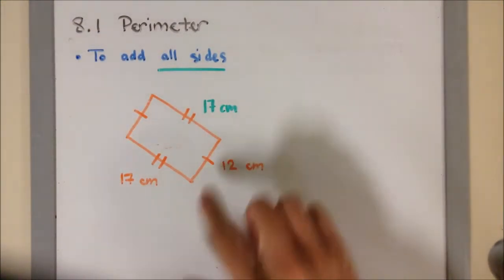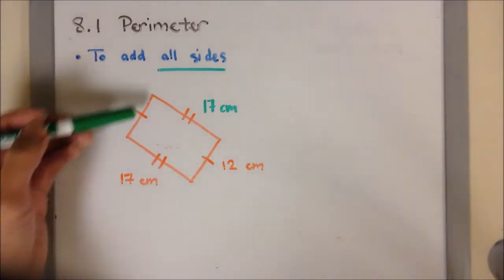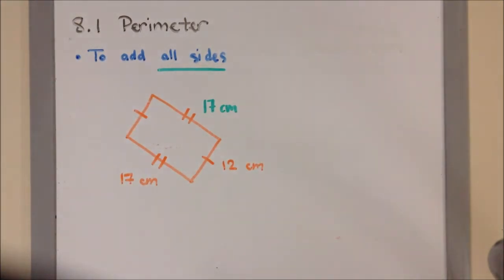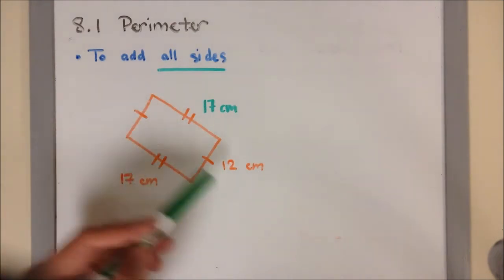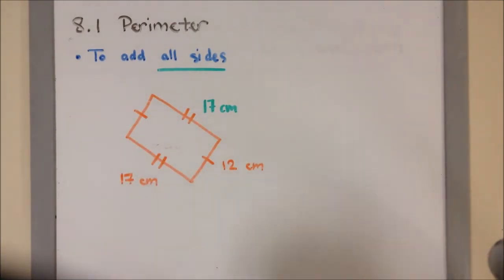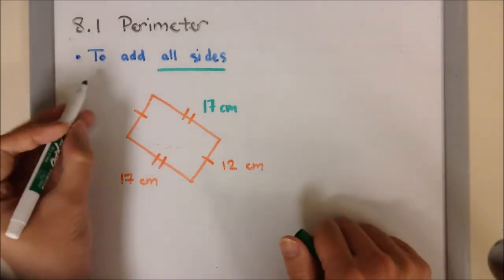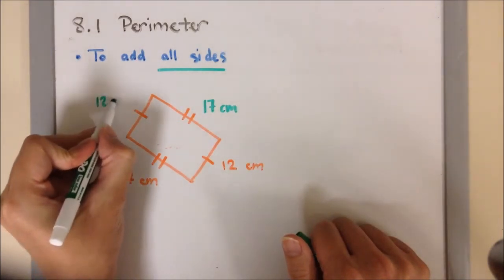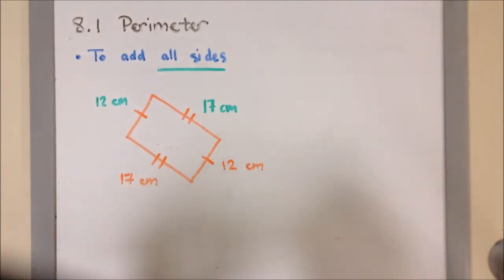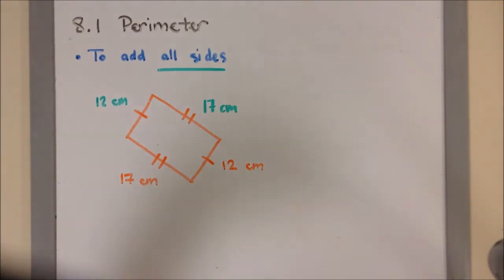This side has one tick mark and this side also has one tick mark, meaning that they are congruent to each other. So if this is 12 centimeters, then the other side is 12 centimeters. So I finished labeling all my sides and their measurements.